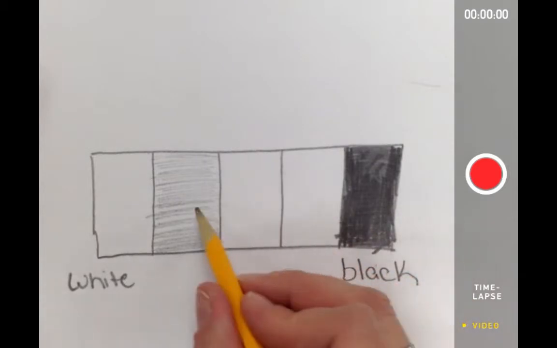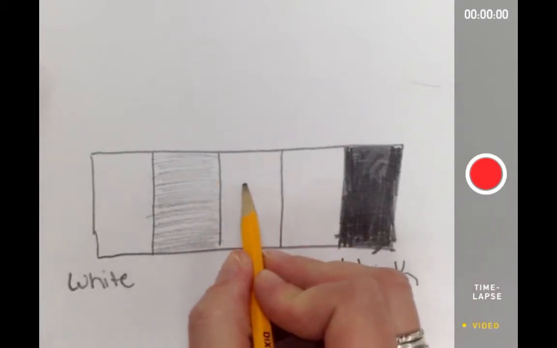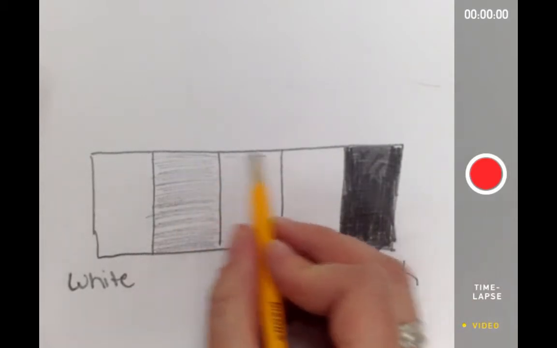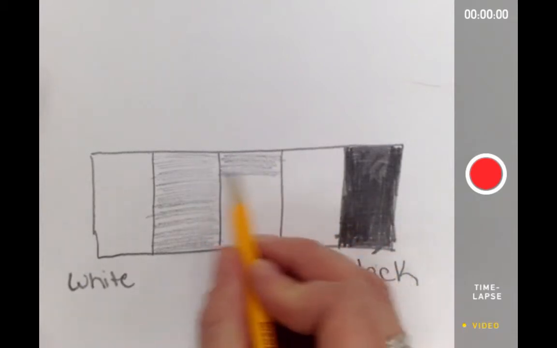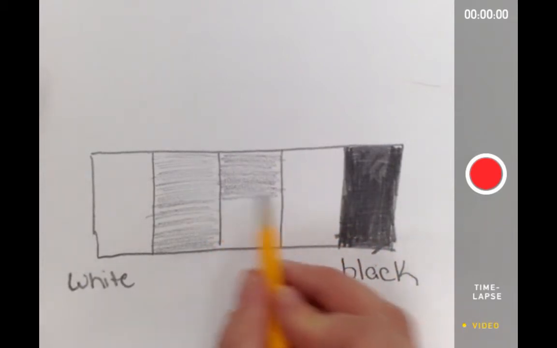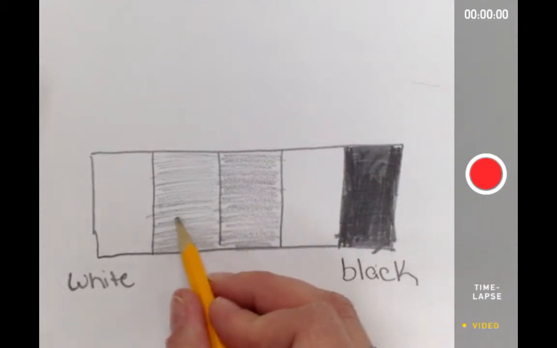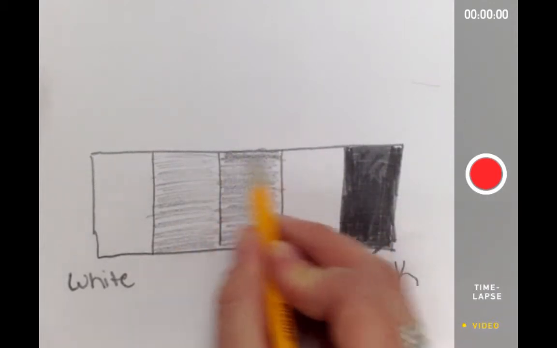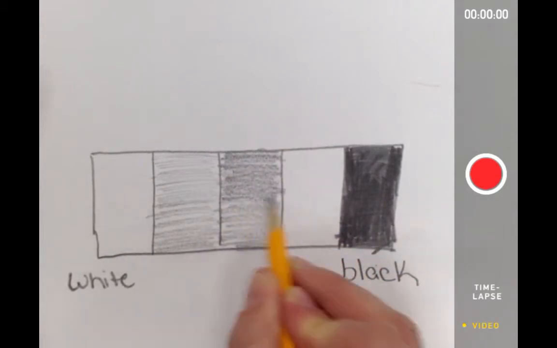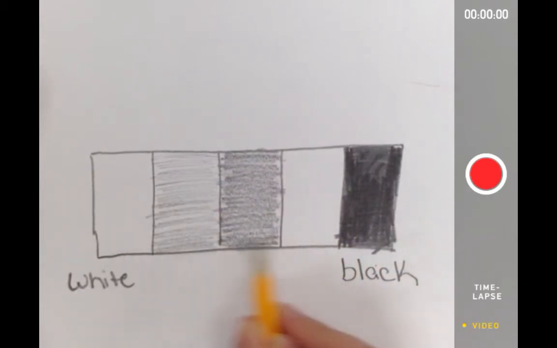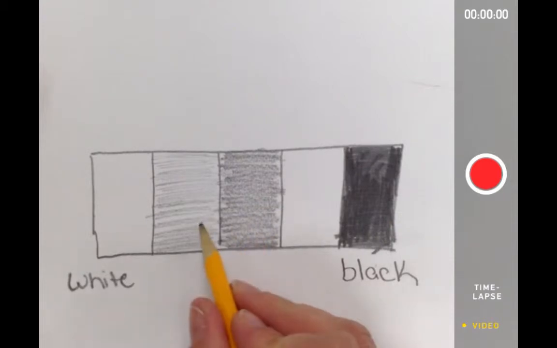Now I'm going to move up and make this one a little bit darker than this one by coloring it in to make it look just like the first one, but then to make it darker I'm going to go over it a second time so we can put 2 layers. Now I have a darker value than this one.